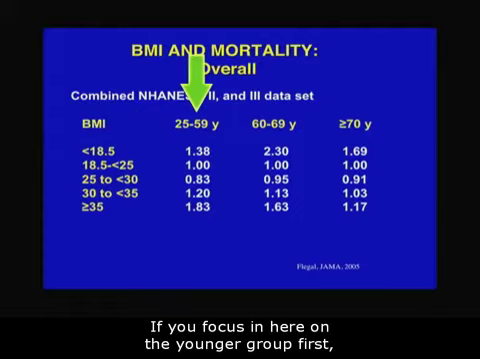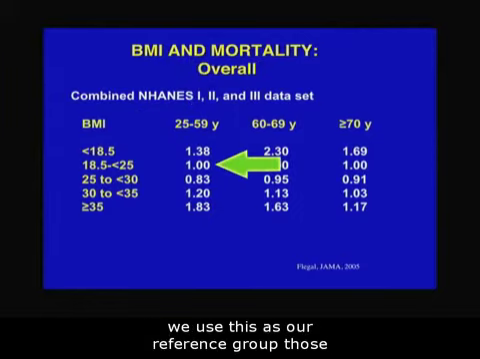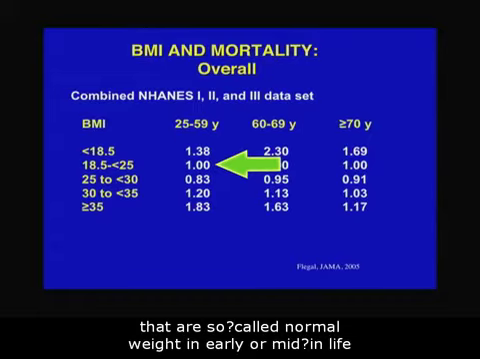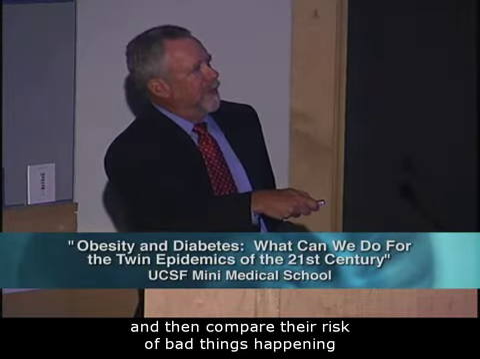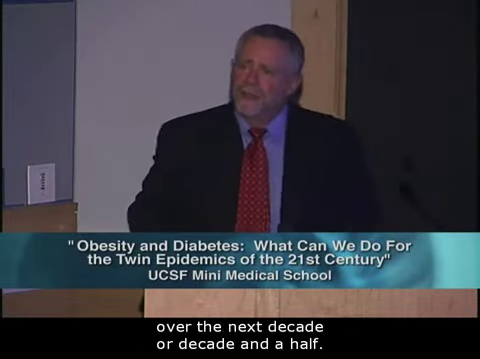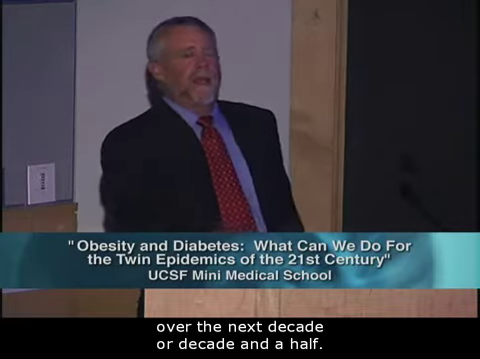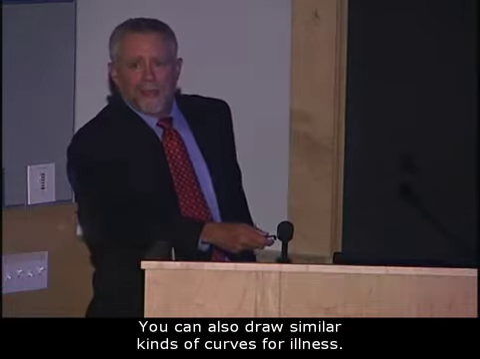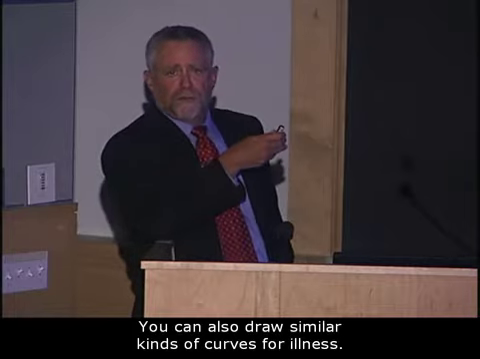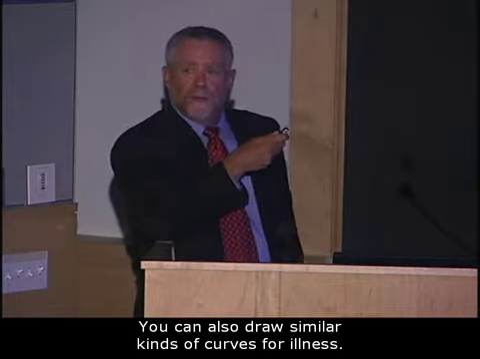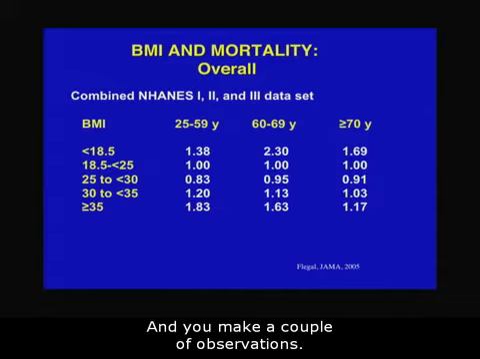And if you just focus in here on the younger group first, we use as our reference group those that are so-called normal weight early or mid in life, and then compare their risk of bad things happening over the next decade or decade and a half. This happens to be death, but you could also draw similar kinds of curves for illness. And you make a couple of observations.